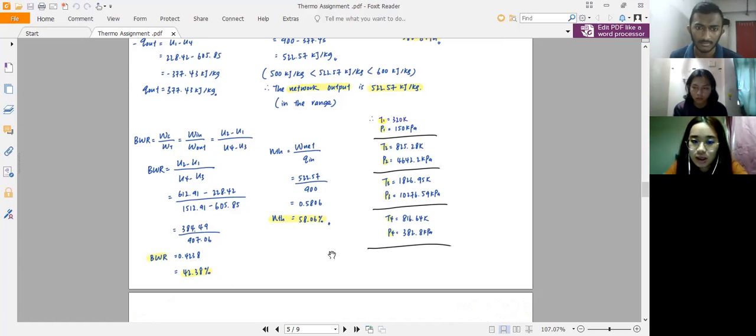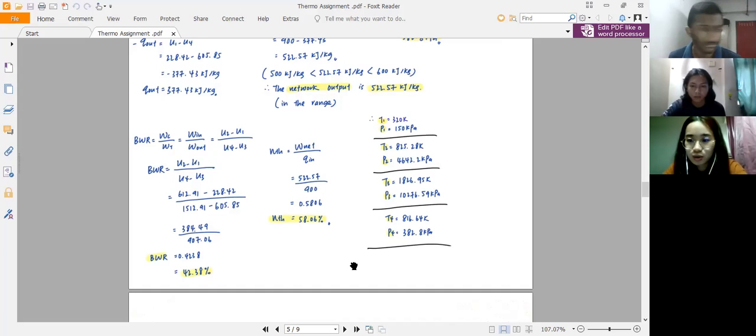And then for the efficiency, the formula is equal to W net over Q in. So we substitute the value that we found just now, which is 522.57 kilojoule per kilogram over 900 Q in. So we obtain that the efficiency is equal to 0.5806, which is 58.06%.